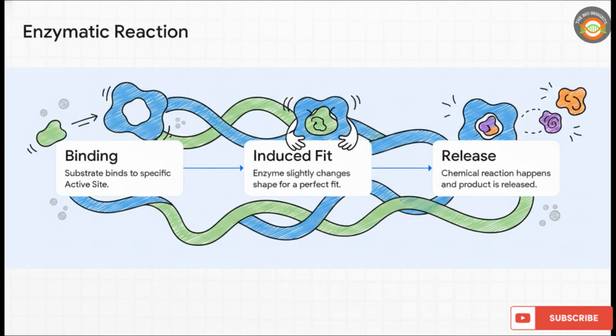Here is how this builds into the actual step-by-step process. Step 1, the substrate pebble randomly collides with and binds right into that specifically shaped active site. Step 2, we get something called an induced fit. The active site actually changes its shape just a tiny bit to hold the substrate perfectly, kind of like a microscopic enzyme-substrate hug. And finally, step 3, the chemical reaction occurs. The new product is released, and boom, the enzyme immediately resets to grab the next substrate.